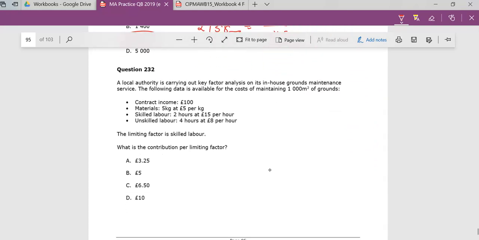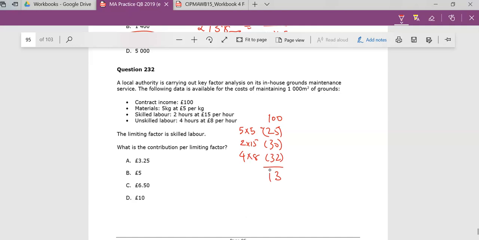232. What are we doing over here? Again, they want to know what the contribution per limiting factor is. Pretty straightforward. Let's find the contribution first. Contract income is 100. Materials are 5 times 5, which is 25. Skilled labor is 2 times 15, which is 30. Unskilled labor, 4 times 8, which is 32. And so what I now have is a contribution of 13.